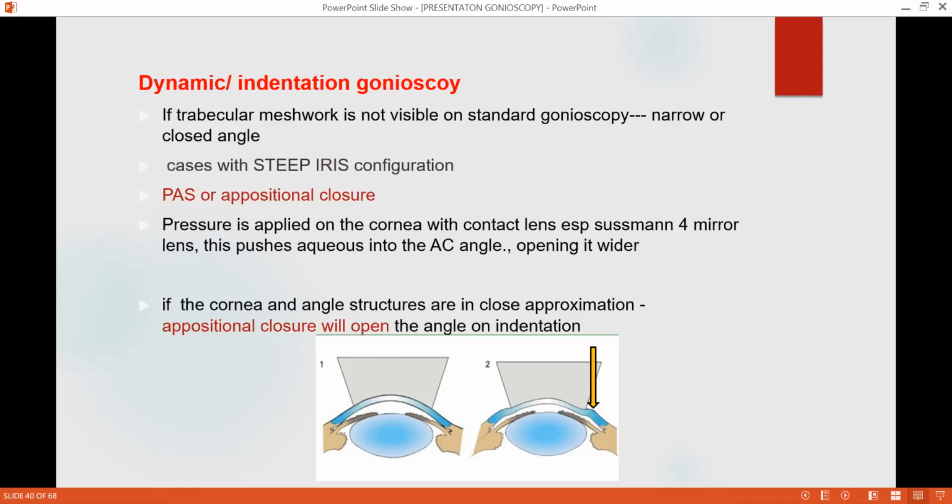As the cornea is indented, the aqueous tries to flow out through the angle, and if it is a case of appositional angle closure, the angle will open on indentation. As shown in this figure, initially the angle is closed in figure 1. In the second figure, after indentation, the angle is open. So it indicates that because the structures are in close approximation, there is an appositional angle closure.